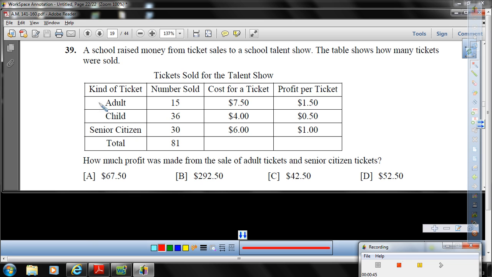So we know that we're going to be looking at this line for the adults and this line for our senior citizens. Here we see that 15 adult tickets were sold at a ticket profit of $1.50. In order to figure out how much total profit the adult ticket sales were, we will have to multiply the number of tickets, 15, times the profit per ticket, or $1.50. So we have $1.50 times 15.